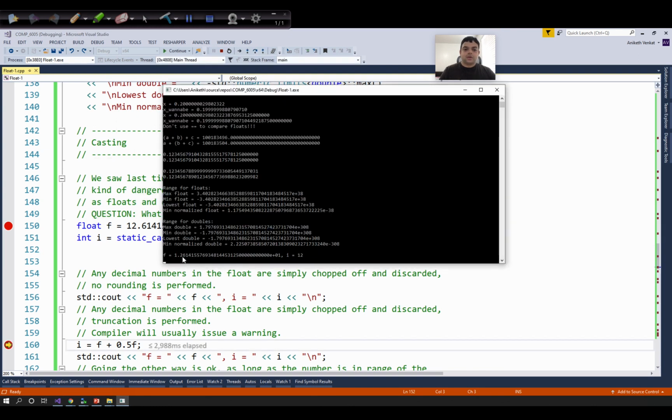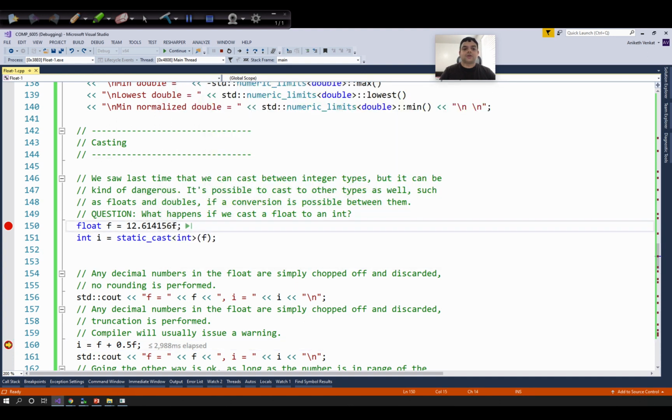Okay, now notice f is equal to 1.26, so it's now represented in scientific notation, and i is equal to 12. So what happens here is we are discarding everything after the decimal point, and only the integral part will be printed. So i only has the integer part, which is equal to 12, and the decimal part is just discarded or truncated.